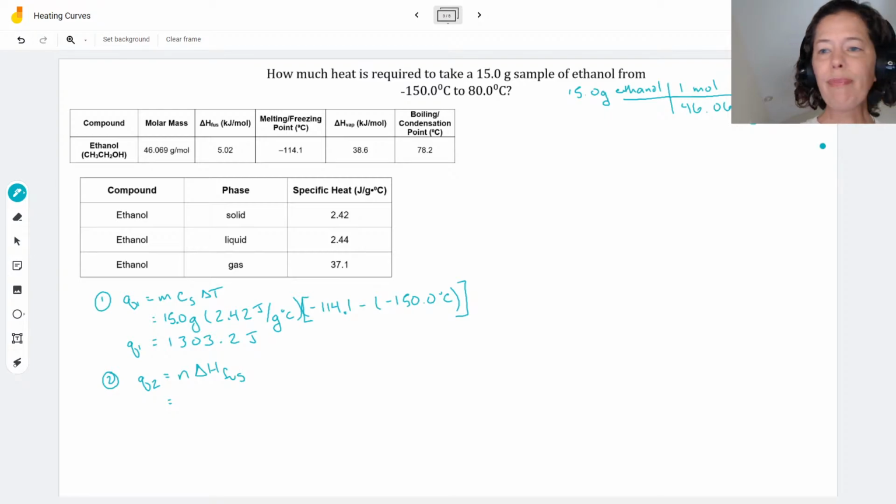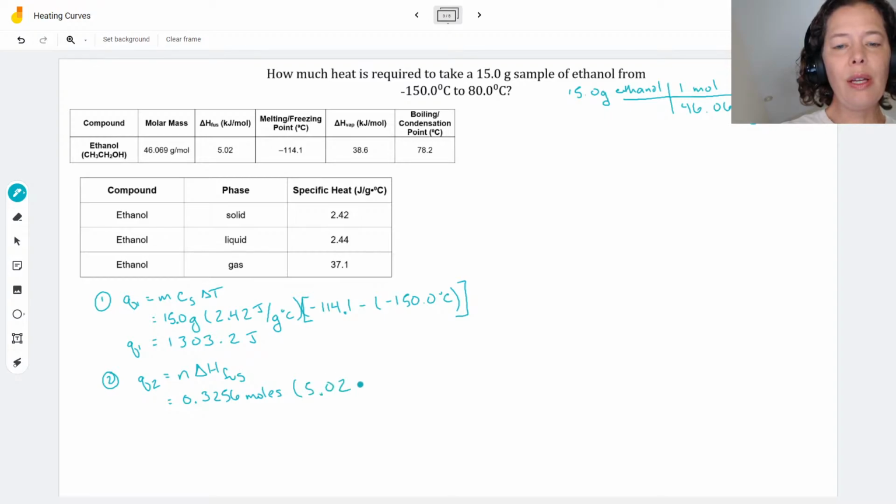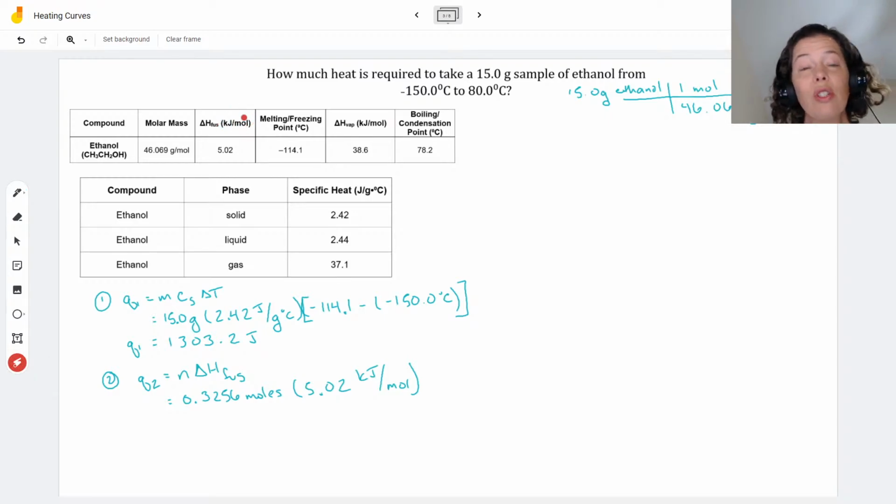Okay, so my n is my 0.3256 moles. And my heat of fusion is 5.02. And my units are kilojoules per mole. Again, I get my units just from the table right here. It told me that it was kilojoules per mole. Usually it's kilojoules per mole, but you might find some heats that are kilojoules per gram. So you just want to make sure you look carefully at your table, look where you're getting your data, and don't just pull the number, but make sure you pull the units as well.